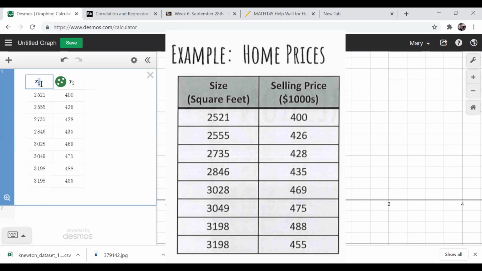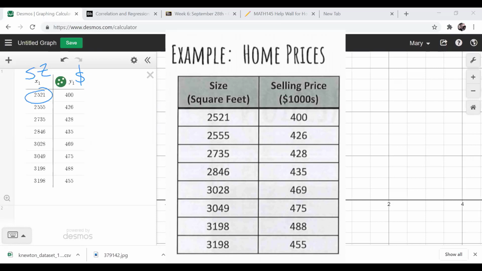All right, so what I've done is I have clicked the plus sign, chosen table, and then I've typed in these points that were from the house problem. So if you will recall, the X's represented the size of the house in square feet, and the Y was the cost of the house, or the selling price of the house, in thousands of dollars. So 2521 means a house that is 2,521 square feet costs $400,000. All right, so you should be familiar with this problem because it is in the video lecture for this week.